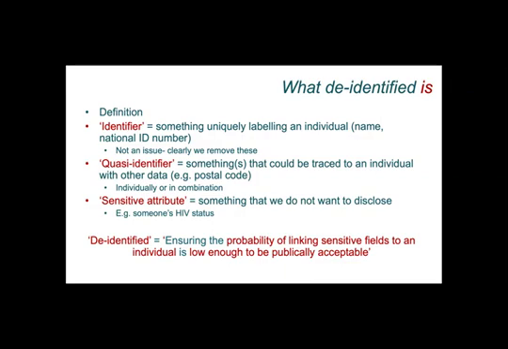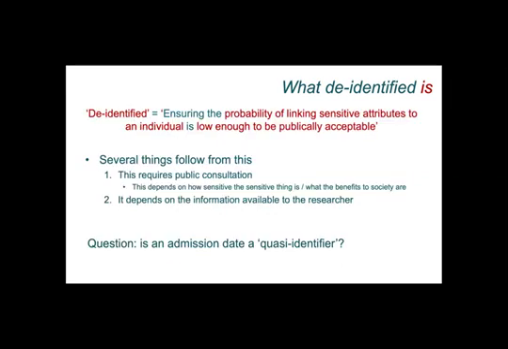And then the thing that we're actually trying to protect is the sensitive attribute. It's the thing that we're actually not wanting to disclose. So, for example, someone's HIV status. And so now the definition of de-identified is that we ensure the probability of linking a sensitive field to an individual through their quasi-identifier is low enough to be publicly acceptable. So that's really how we operationalize our de-identification.